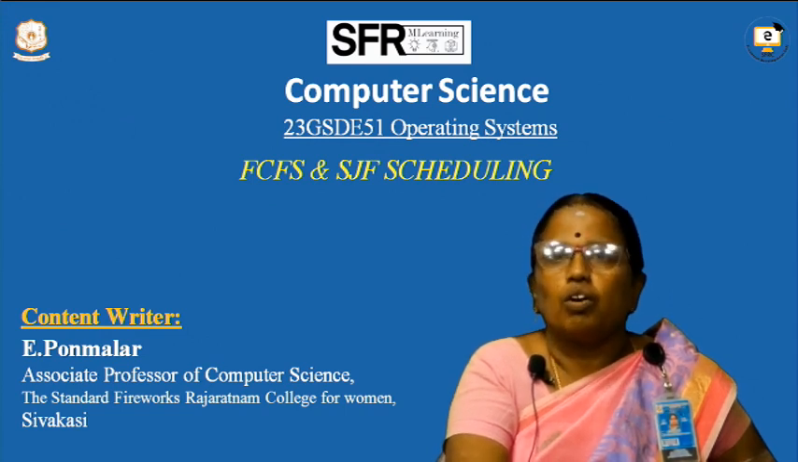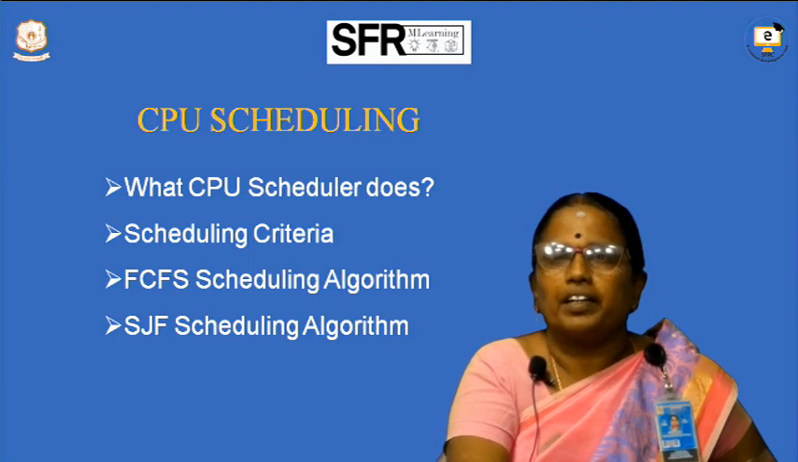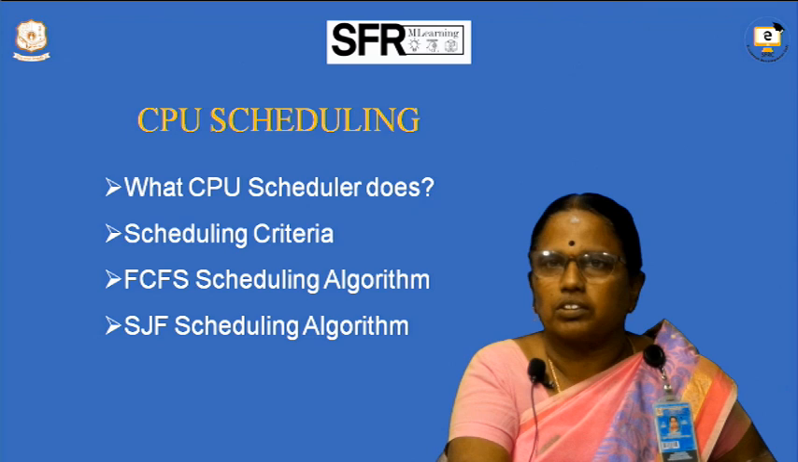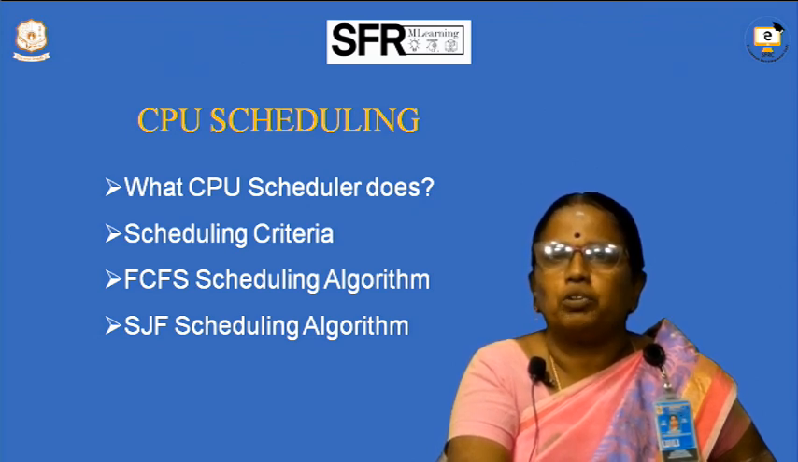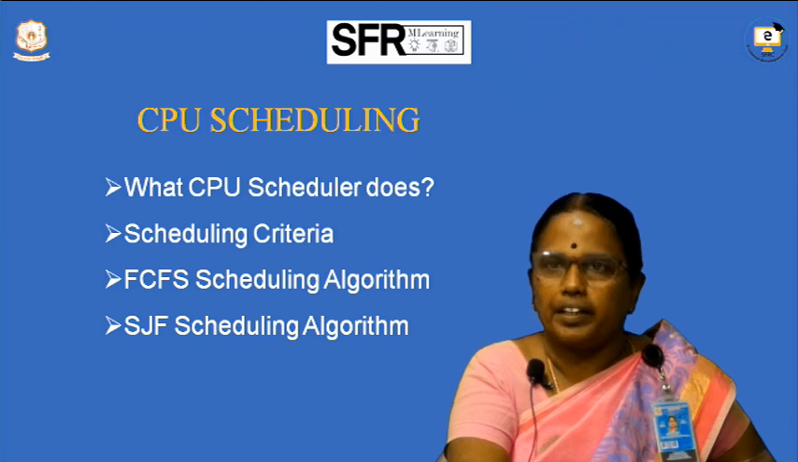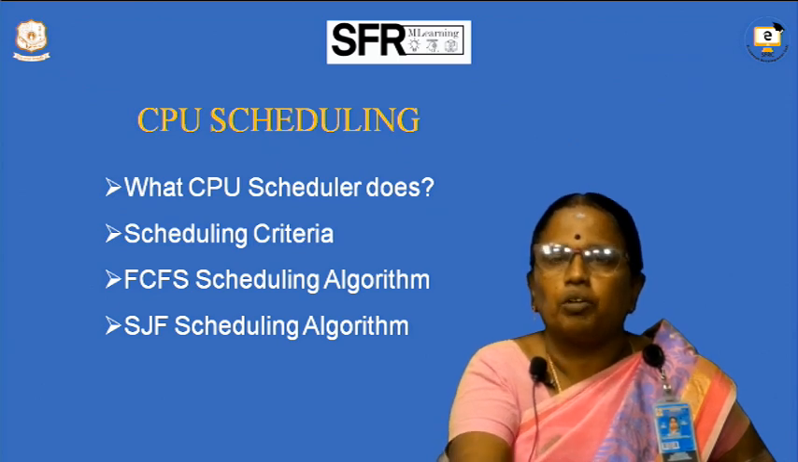We know what is meant by operating system. Operating system is a software which lies between the computer system and the users. Under the operating system subject, we have CPU scheduling. Our overview is, first we will be saying what CPU scheduler does and then scheduling criteria, followed by FCFS scheduling algorithm and SJF scheduling algorithm, within which we will see preemptive and non-preemptive scheduling.